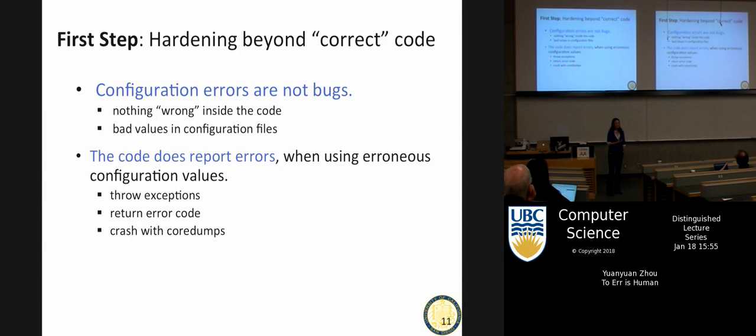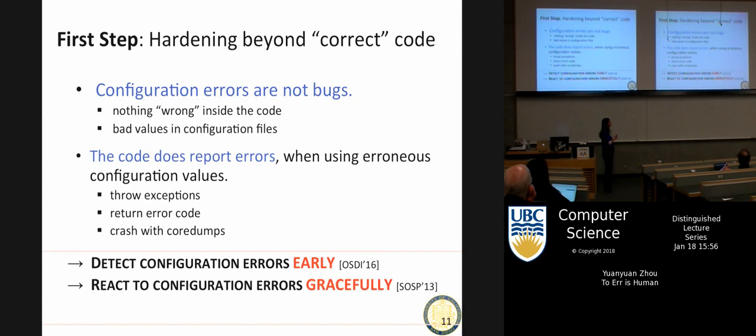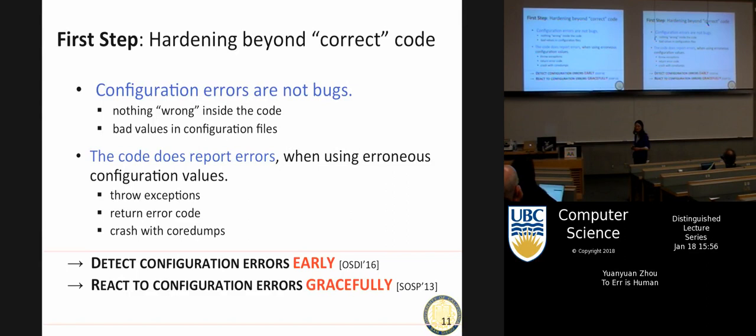The problem with this is that many times the error is reported too late, or if you have a crash and core dump, you're not reacting to configuration errors gracefully. You guys know, for example, if you use a phone, every time you press something, it gives you feedback. Okay, you pressed the wrong button, this is not supposed to be. And so HCI has this principle called feedback. Even if the user did something incorrectly, you have to give feedback.